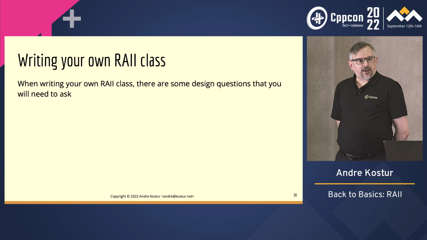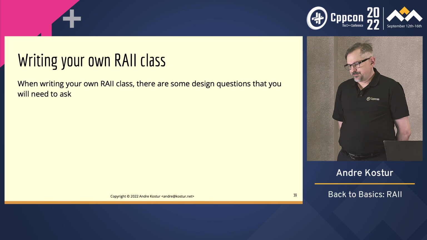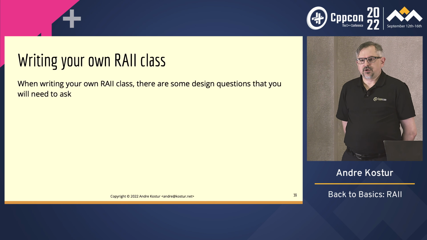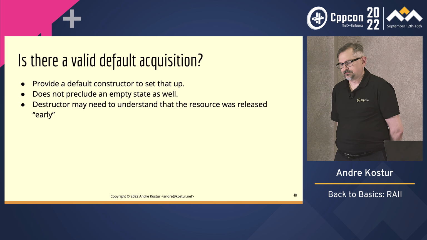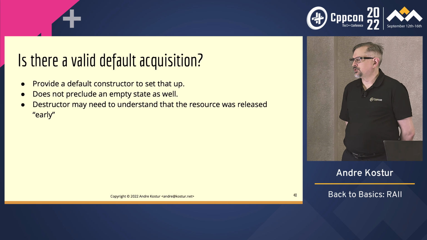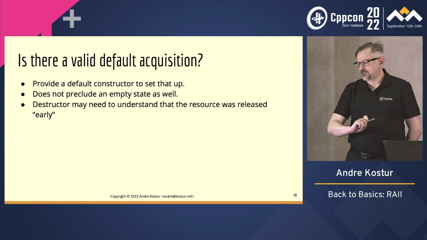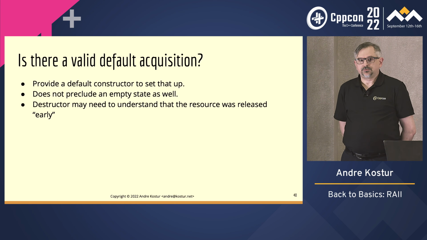And then you want to go on to handle something else. You want to handle your own RAII class. There's some design decisions you might want to consider when writing your own class. Is there a valid default acquisition to your class? I'm talking about default acquisition. Provide a default constructor.